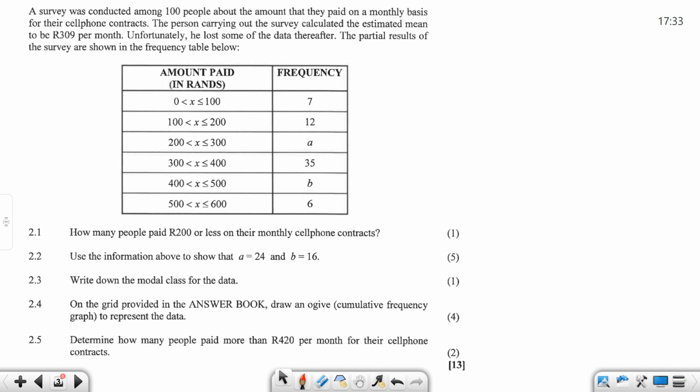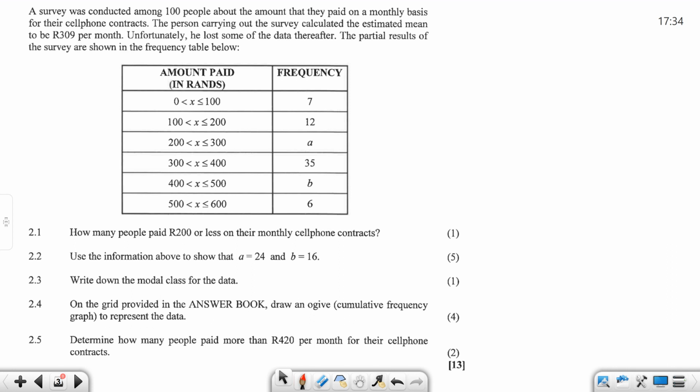This is called a group. Look, here I want us to pick our marks as quickly as possible. A survey was conducted among 100 people about the amount that they paid on a monthly basis for their cell phone contract. The person carrying out the survey calculated the estimated mean. Now, guys, before we get deep into the question, do we know how to calculate the mean of grouped data?